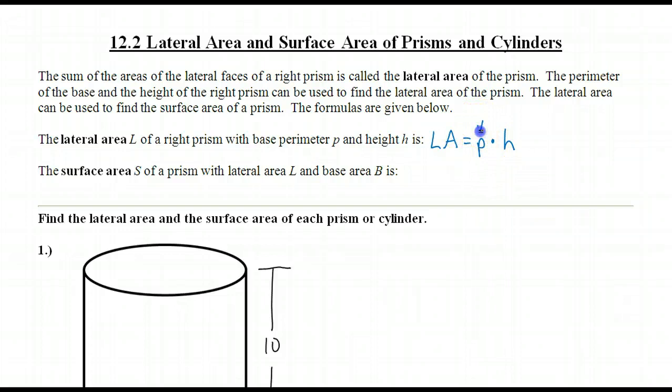So P stands for perimeter of my base, and H is the height of the prism. Now don't get this H confused with the height of the base. This is the height of the prism.